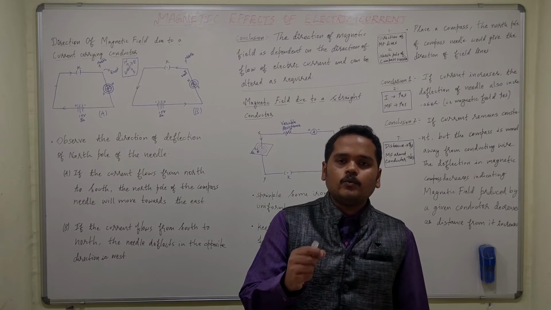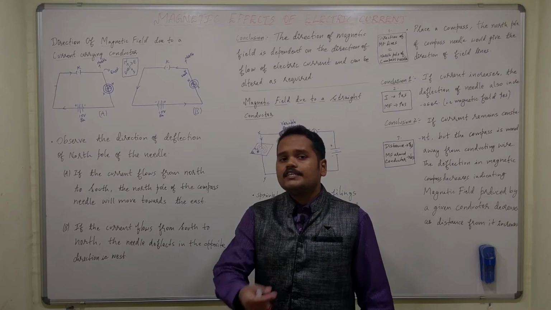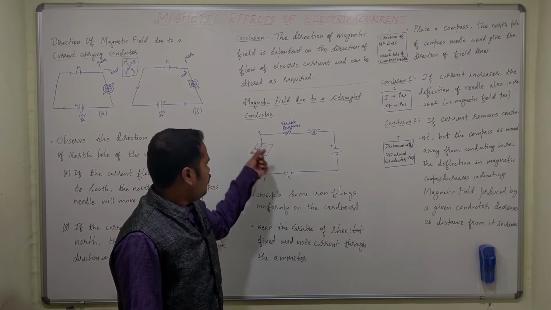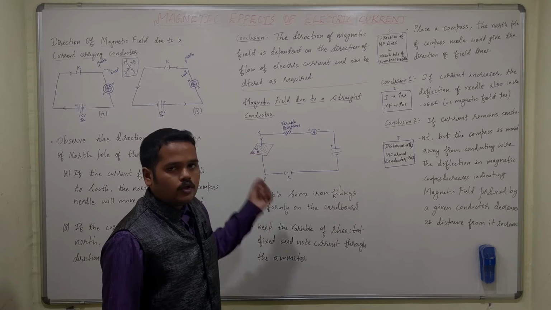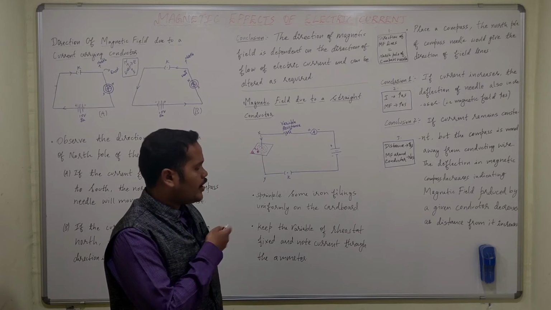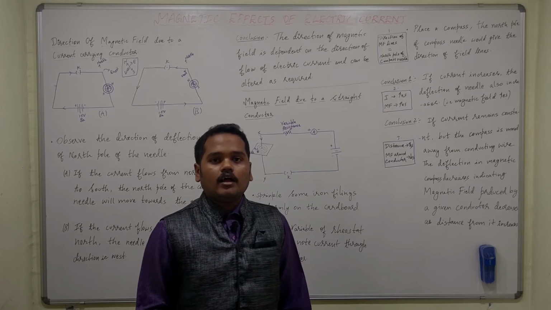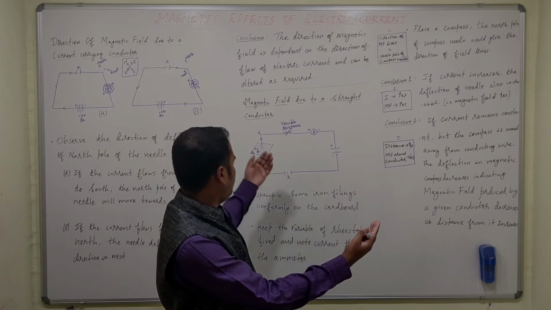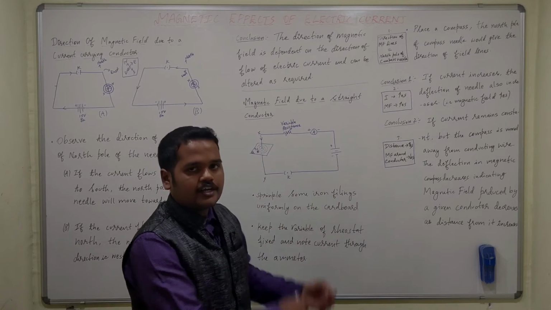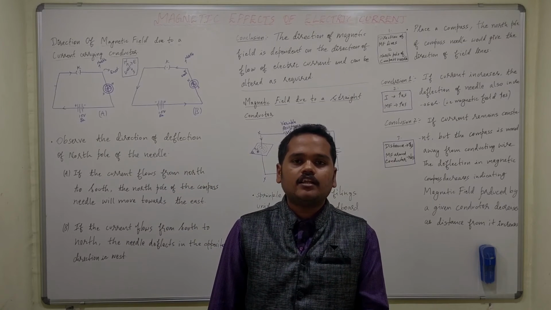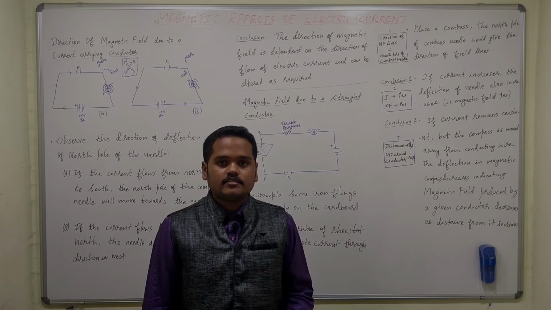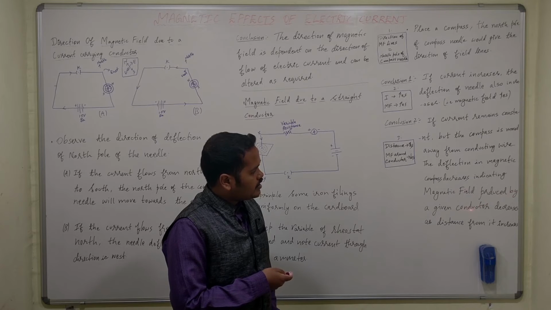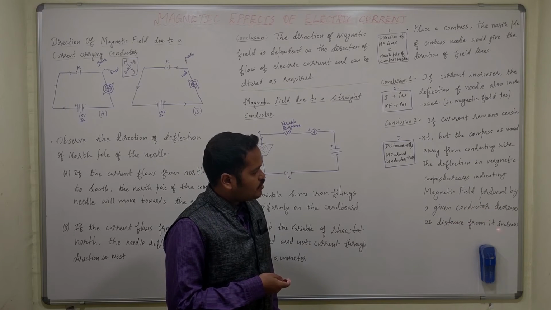We will do a certain experiment, that is, we will take the compass and move it away from point P to Q. So when we move the compass from point P to point Q, the needle deflection will slowly decrease. So if there is a large amount of deflection, as we move it from P to Q, the deflection slowly decreases. This indicates that the magnetic field produced by a given conductor decreases as the distance from it increases.